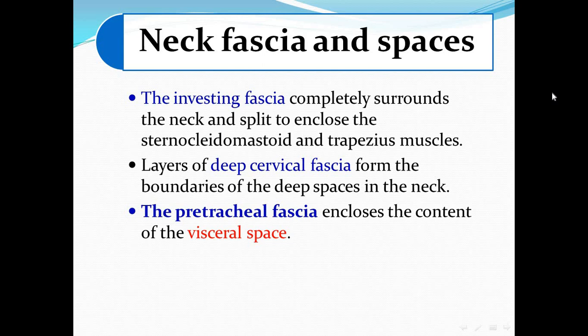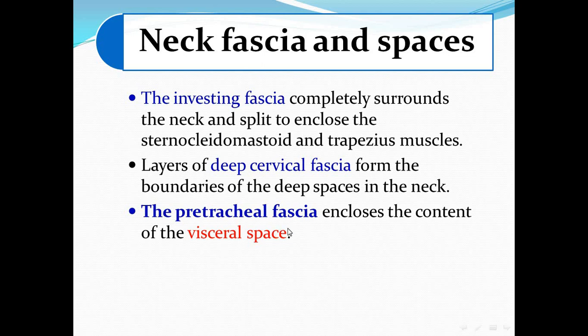So the investing fascia is the fascia that completely surrounds the neck, and it splits to include the sternocleidomastoid and trapezius muscles. We will see this fascia shortly. There is also another one which is more superficial that includes the platysma muscles as well. Then the deep cervical fascia has several layers and forms boundaries for the deep spaces of the neck.